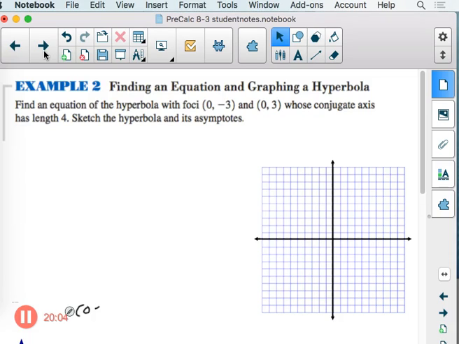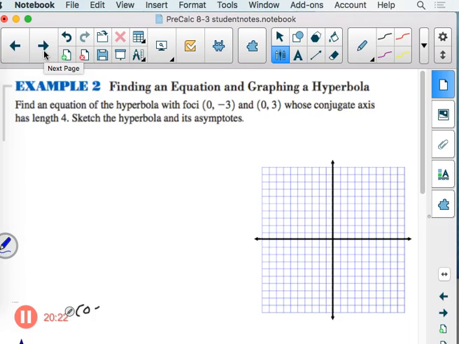Finding an equation and graphing a hyperbola. Find an equation of the hyperbola with foci at (0, -3) and (0, 3), whose conjugate axis has length of 4. Sketch the hyperbola and its asymptotes. Well, all right, let's do that then.